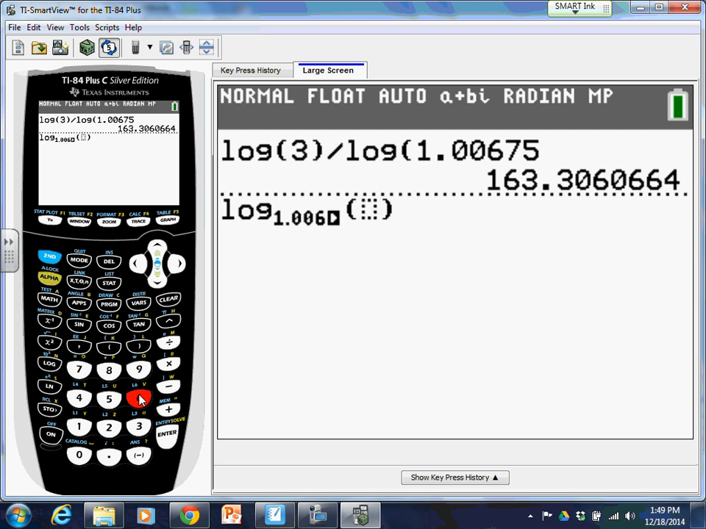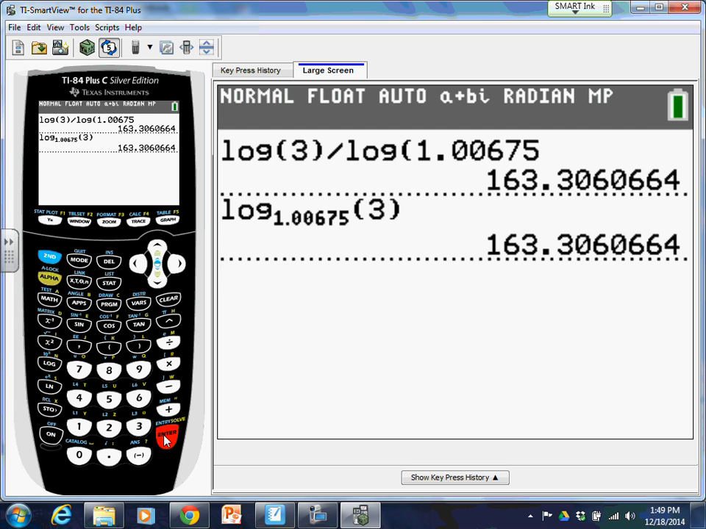Put the base in, taking the log of 3, and we should get the same answer again both ways. But again, that is equal to 4t. That's what our equation was set up. So we would just simply divide that number by 4 to solve for t.